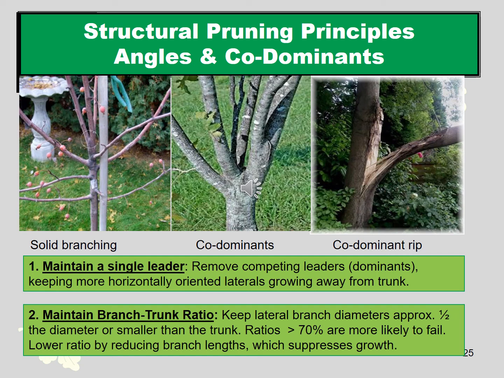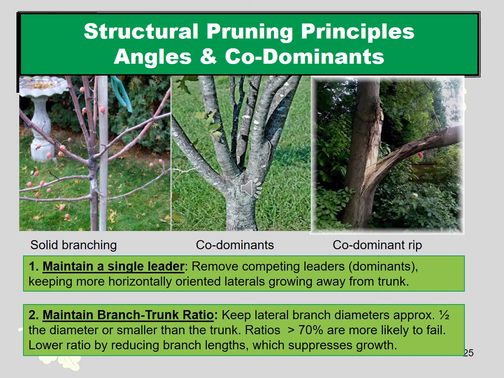If you look here in the center picture, codominance, there are like 1, 2, 3, 4, 5, 6 branches that are all pretty much going up. And the problem with that is those little narrow, acute angled areas in between those branches. Water can get in there and seep down in between the codominant stems and cause rot in there.